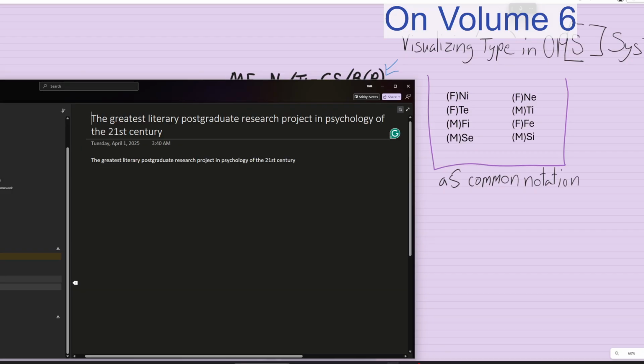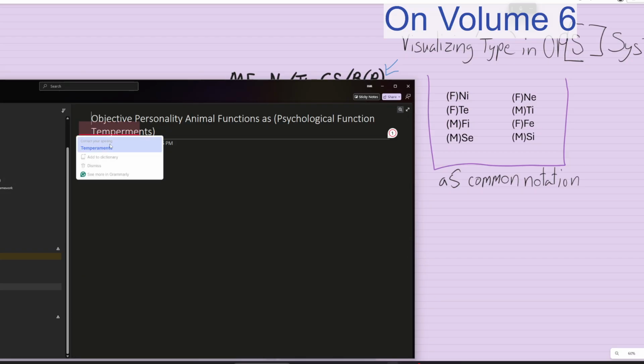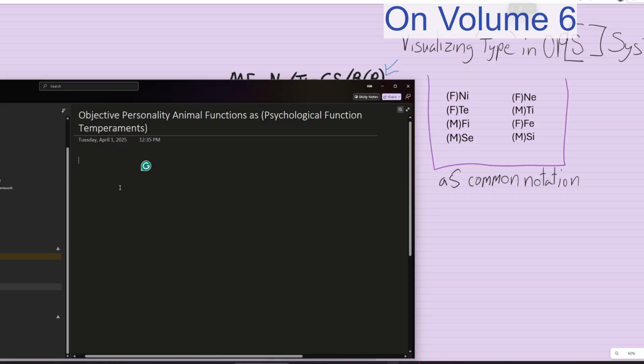The greatest literary postgraduate research project in psychology of the 21st century. Objective personality animal functions as psychological function temperaments.